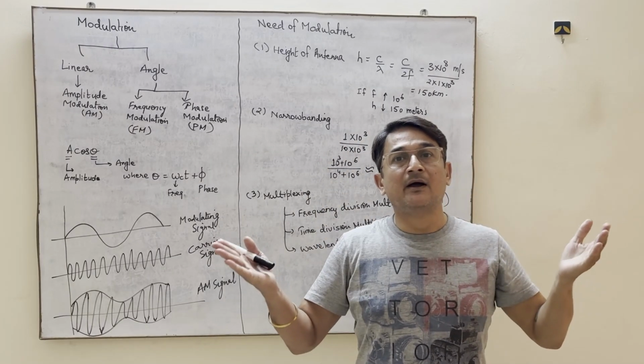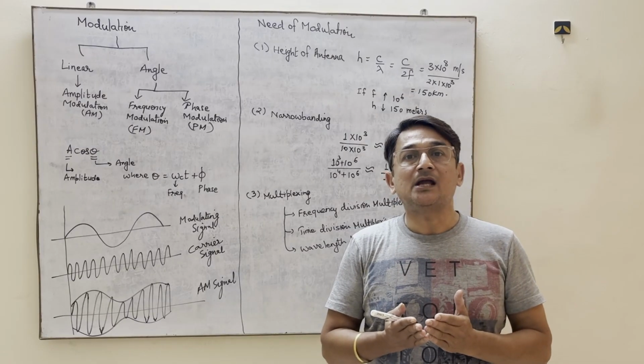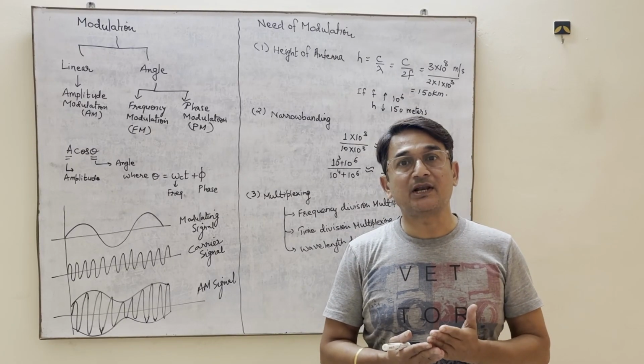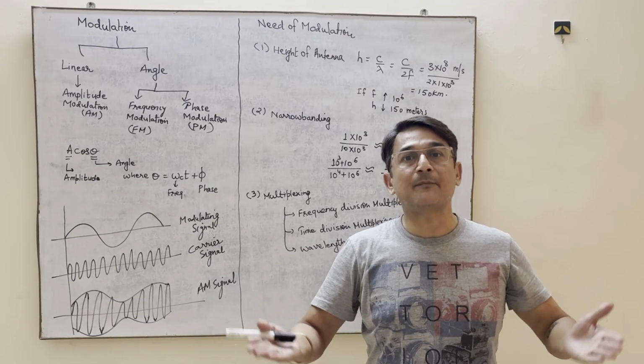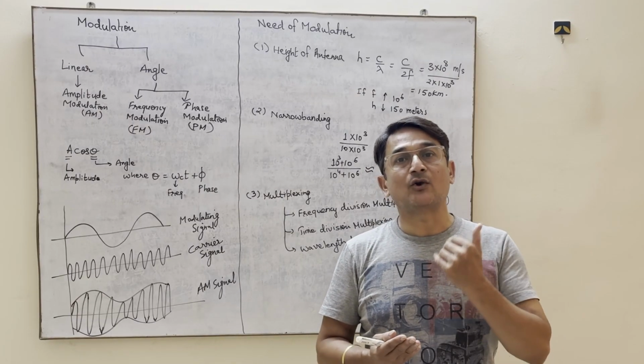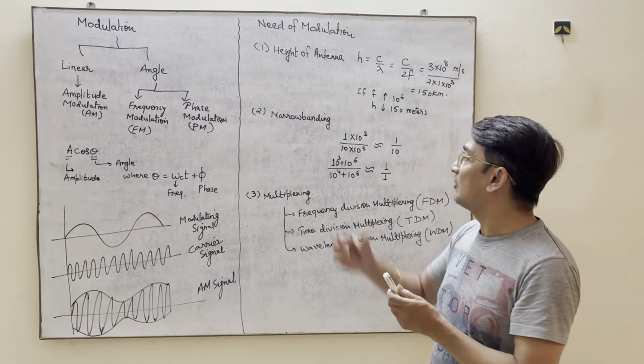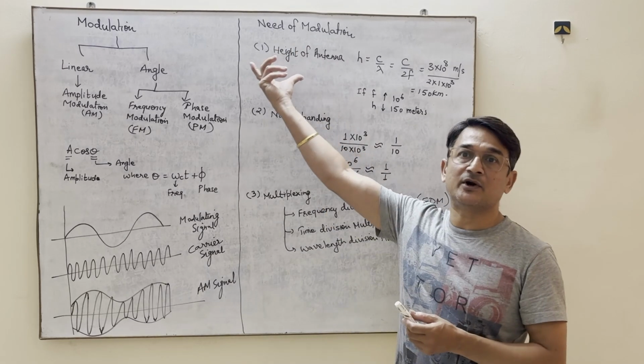That means the bandwidth gets narrowed by modulation. Without modulation, the band gap is large, so a single antenna will not be useful for the transmission of multiple signals. So that is the second concept of need of modulation.